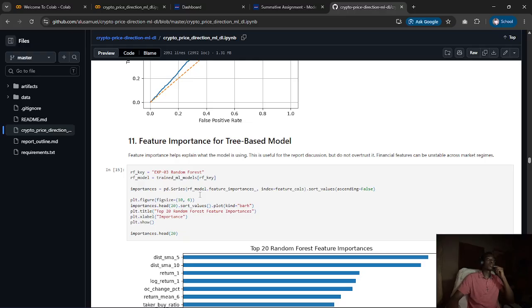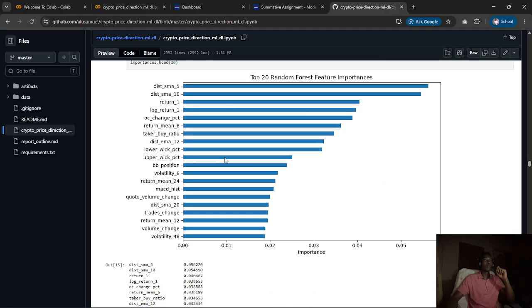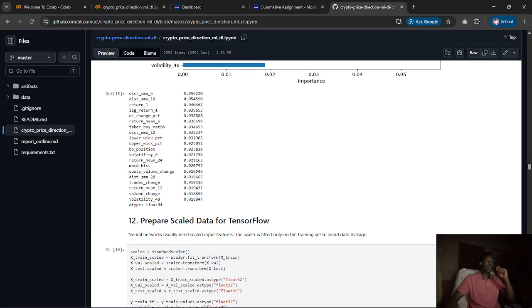So, the feature importance of tree-based models. Feature importance helps explain what the model is using. This is used for report discussion, but do not overtrust it. Financial features can be unstable across market regimes, especially when you are dealing with the stock market. Most of the time, the market changes randomly based on the decisions of someone high up, those kinds of things. It's something that most people need to consider when they are checking these things. So this is the random forest feature importance, and everything here is aligned, this SMA 5, this SMA, all of the things here, as you can see, it's really tested very well.